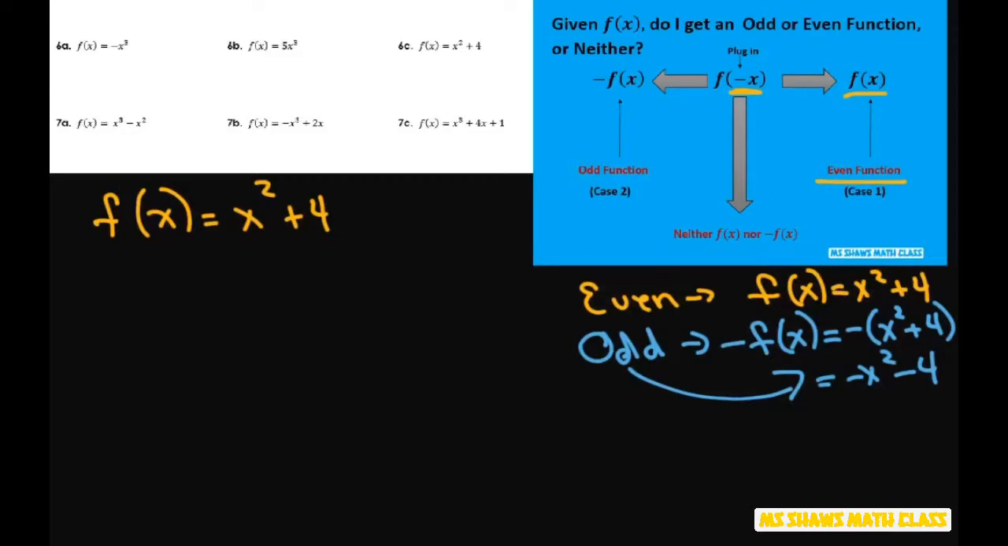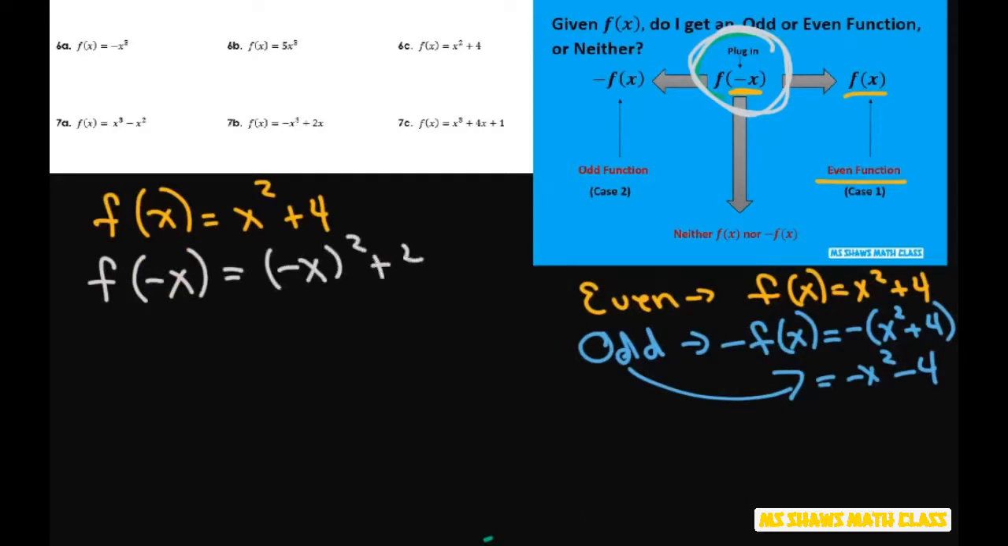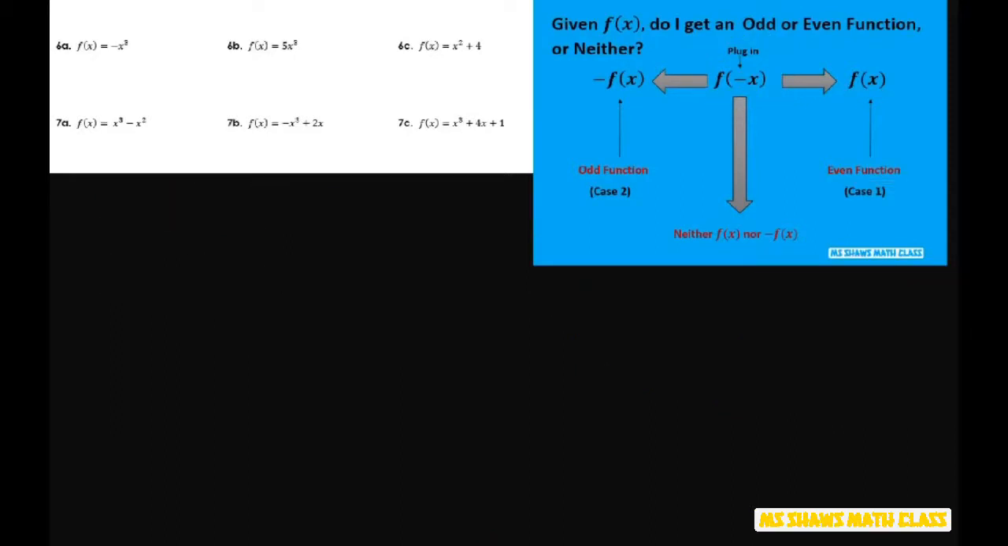So let's test it out and plug in negative x. So this is what our test is right here. So plug in negative x. Let's see what happens. Well, 2 negatives make a positive, so you get x squared plus 4. Well, this looks just like my even. So this is an even function. Now let's go to 7a here. So we're doing this one.